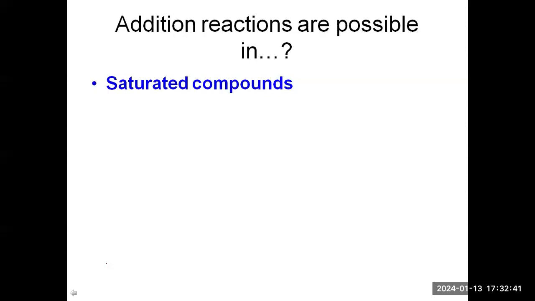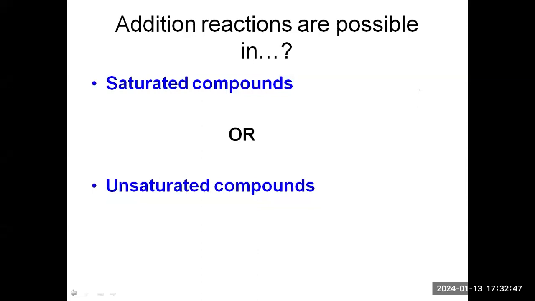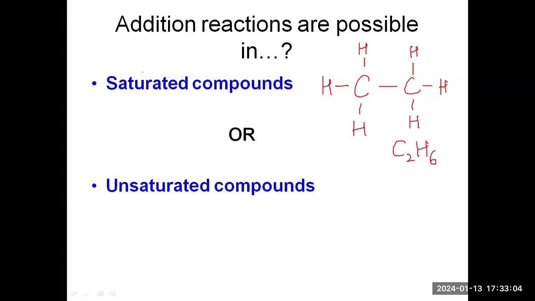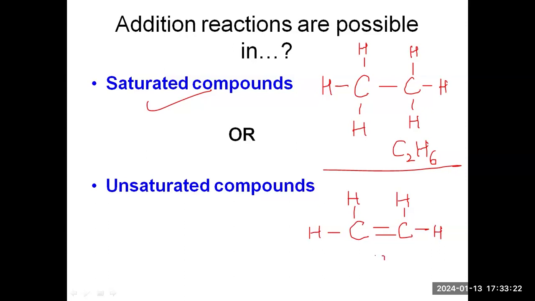Now we know about saturated and unsaturated compounds, right? I will give you one example. Like these are two carbon atoms here, and I will add 3 hydrogen with both of them. So it makes C2H6. This is saturated. Now let me draw another one. Here I am having 2 carbon atoms and 2 hydrogen atoms.